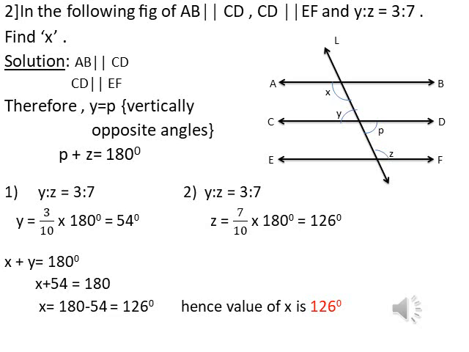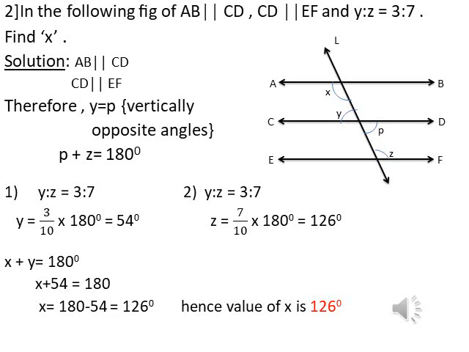And again, if AB is parallel to CD, then X and Y are on the same side of the transversal and they are also interior. So if we add X plus Y, again we will get 180, because we know that interior angles on the same side of a transversal are always supplementary.